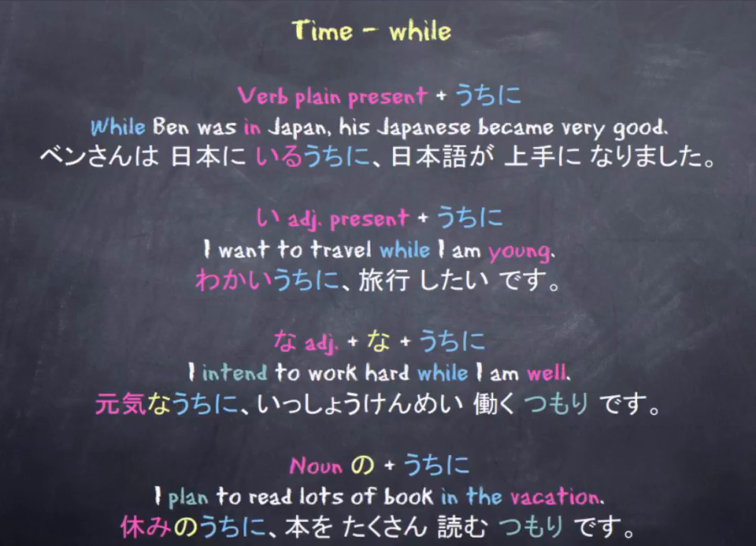If we have a noun, we're also going to insert the particle no and then finish with uchi ni. So for example, I plan to read lots of books in the vacation. Yasumi no uchi ni hon wo takusan yomu tsumori desu. In this case, we have our noun, which is yasumi or vacation, and we followed that with the particle no and then uchi ni. Yasumi no uchi ni, during the vacation, or while I'm on vacation.